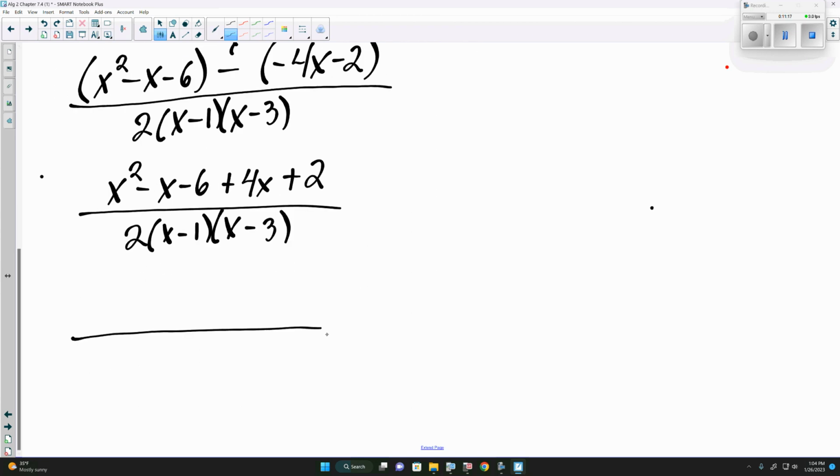And lastly, we are going to combine like terms. Well, x squared is the only x squared term in the numerator, so we have x squared. Negative x plus 4x is going to be plus 3x. And negative 6 plus 2 is negative 4. Questions on this here so far? Will x squared plus 3x minus 4 factor?